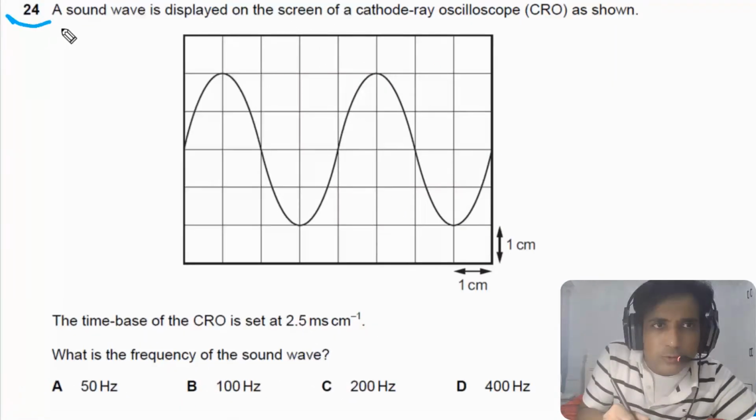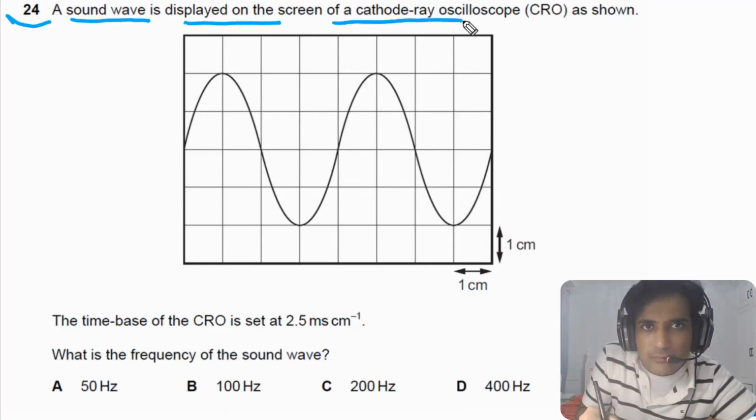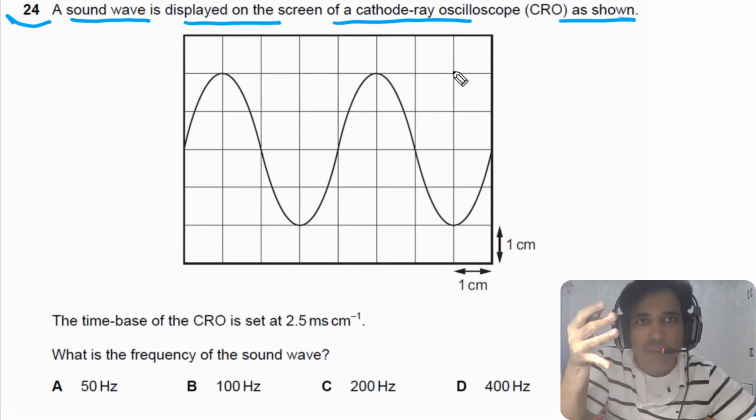For question number 24, it is given to us a sound wave is displayed on the screen of a CRO as shown in this figure. This is a typical type of question. Every year you will see one question about CRO. So the understanding of CRO is very important for paper 1.